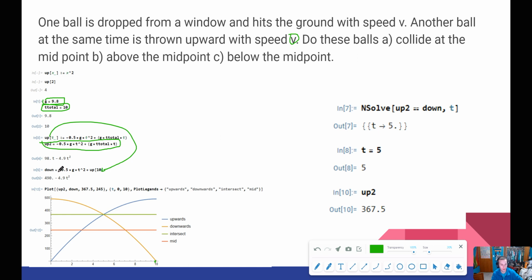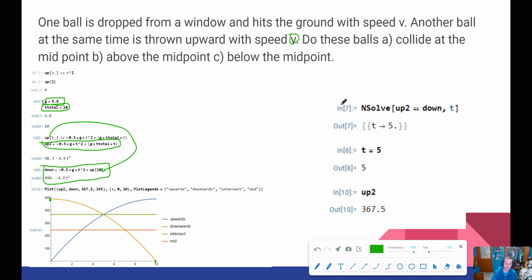So because the downwards function, you start up at some height h up here, and I need to know what that height is. So right here is the downward ball equation. And then what I ended up doing is I just plotted it, and I plotted the intersection point and I plotted the midpoint.